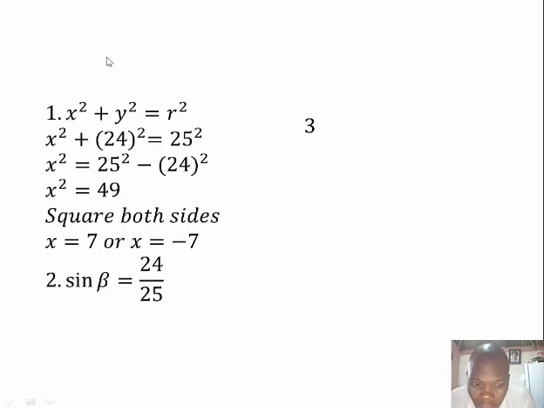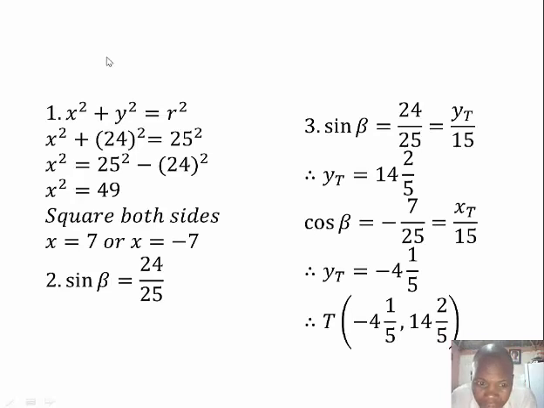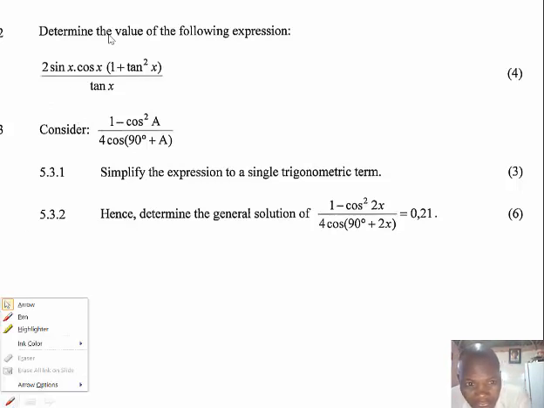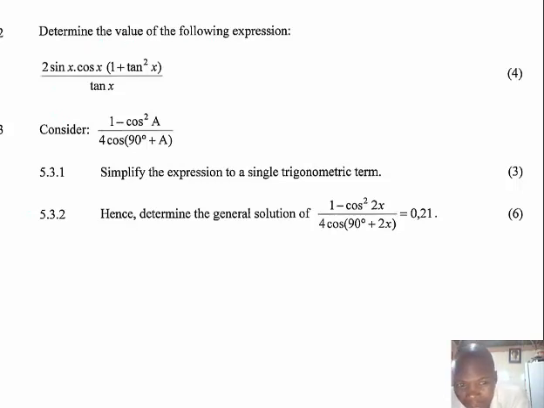Today's question will basically be 5.2 of a previous exam question paper, right? So today we will be determining the value. The key word here is determining what? The value. So let's look at this question. It says determine the value of the following expression. Now you have your expression right there.